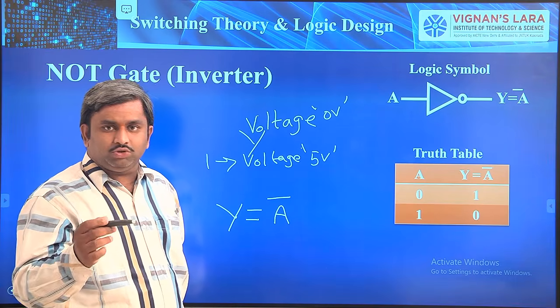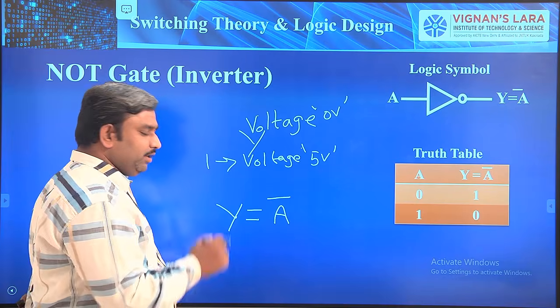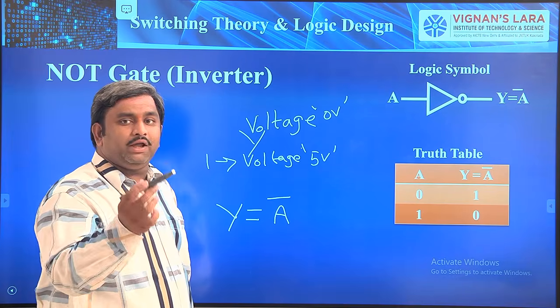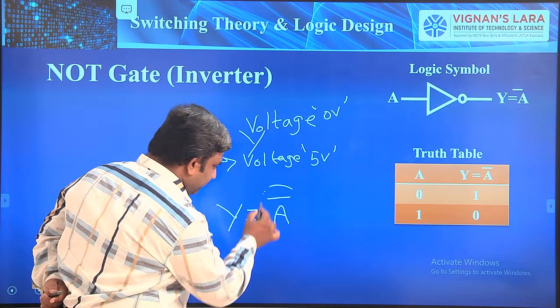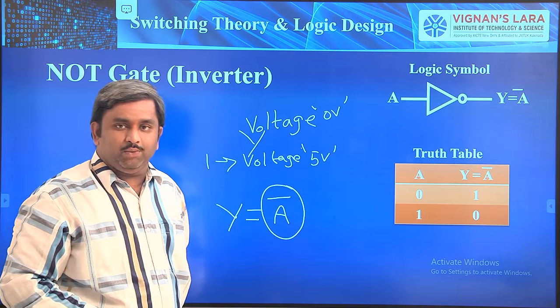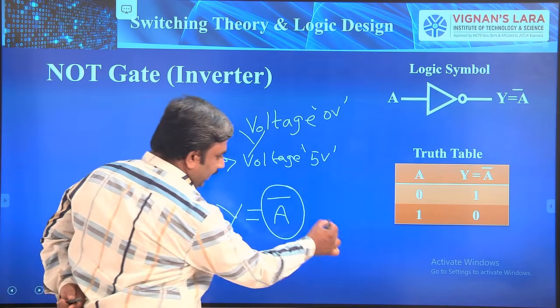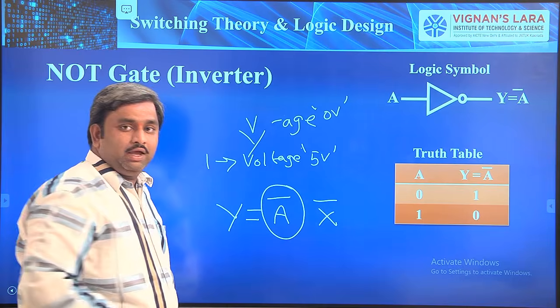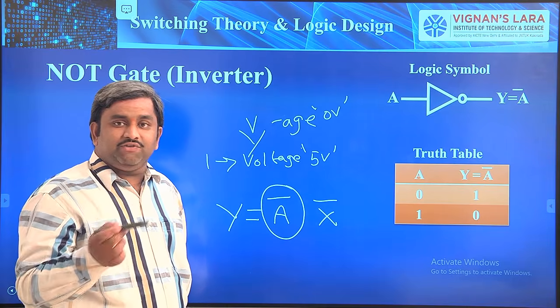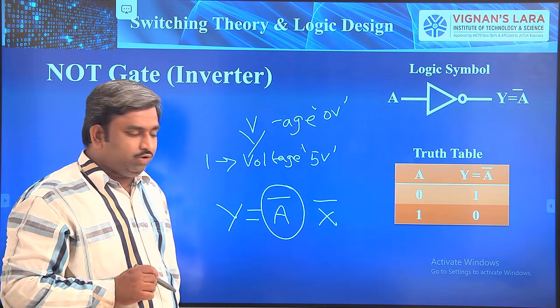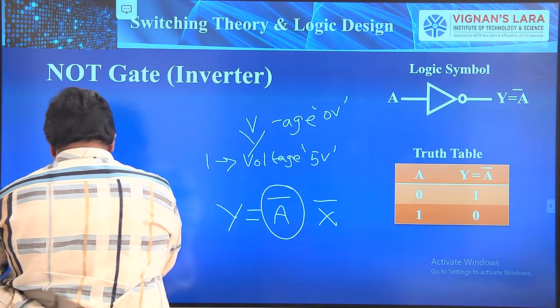If A is equal to 0, A bar is equal to 1. If A is equal to 1, A bar is equal to 0. So this is representing the reverse of the A value. If you put X bar here, X bar is nothing but the reverse value of X. So this is the generalized representation.